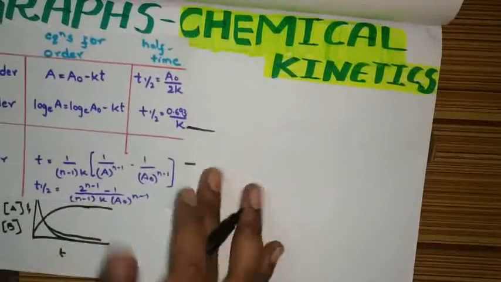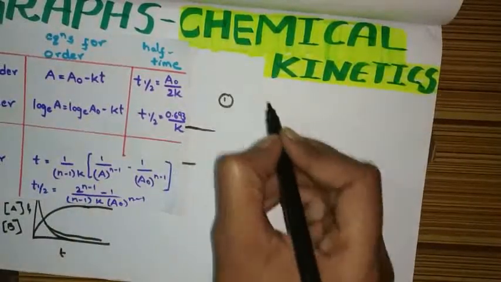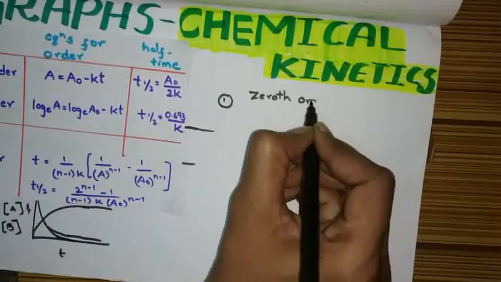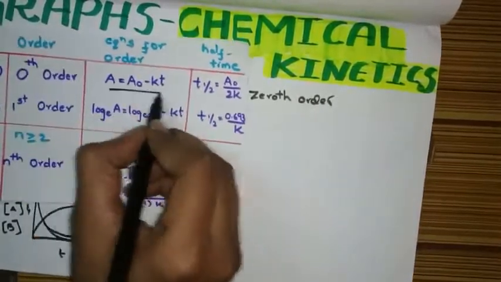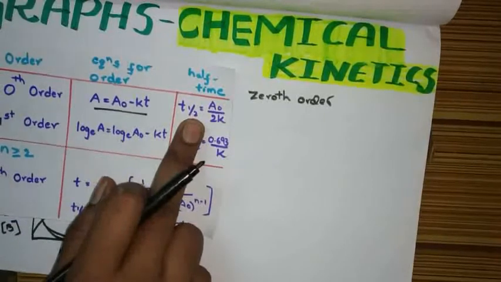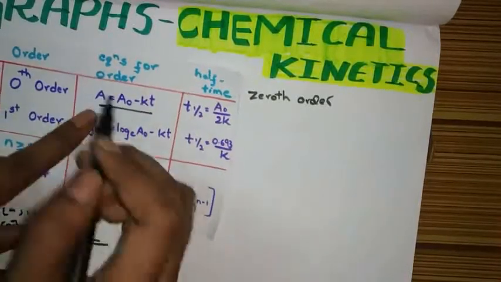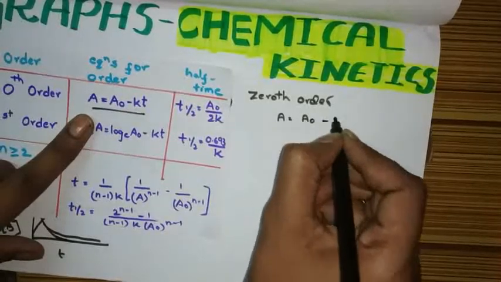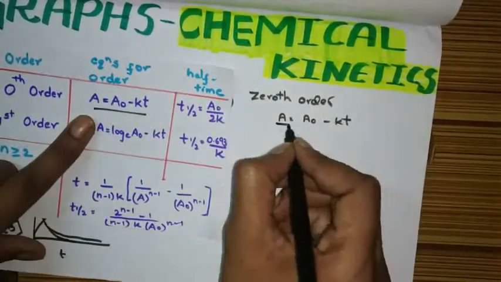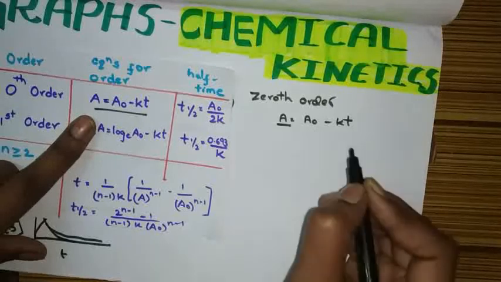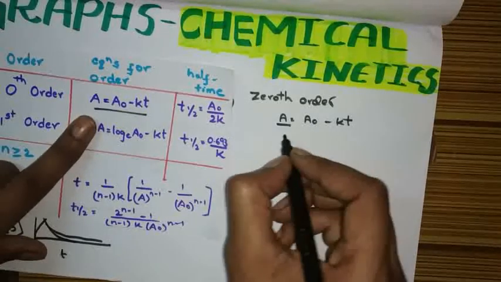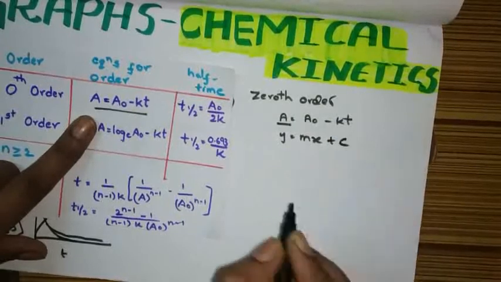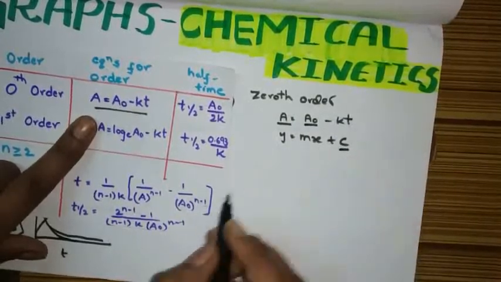See, first is zeroth order, and this is the equation, and this is the half-life period. A is equal to A naught minus kt. A is the final concentration, A naught is the initial concentration. Now, compare this with y is equal to mx plus c. A naught is c.